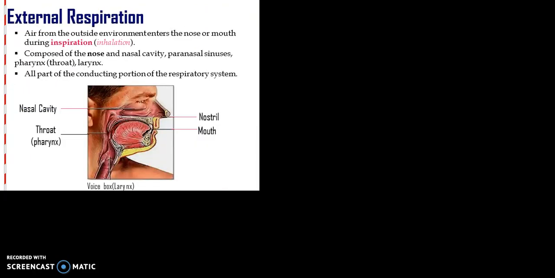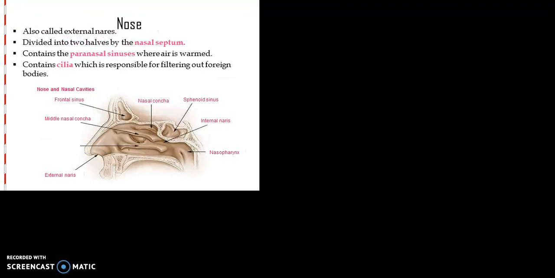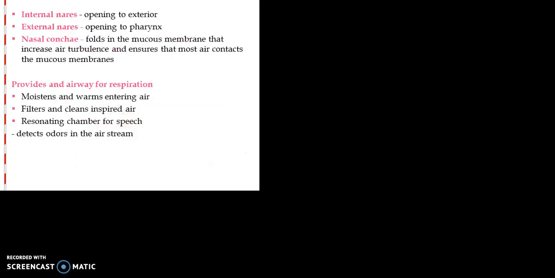External respiration. Air from the outside environment enters the nose or mouth during inspiration, composed of the nose, nasal cavity, paranasal sinuses, pharynx, and larynx. All are part of the conducting portion of the respiratory system except the alveoli, that is, the lungs. The nose, also called the external nares, is divided into two halves by the nasal septum, and contains the paranasal sinuses where air is formed. It contains cilia, or hair-like structures, which are responsible for filtering out foreign bodies. Internal nares, opening to the exterior. External nares is opening to the pharynx.